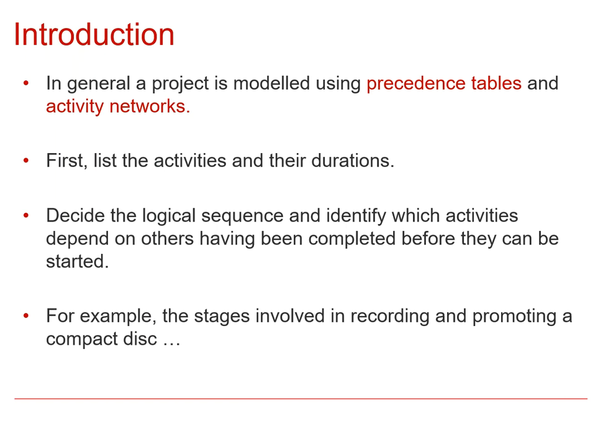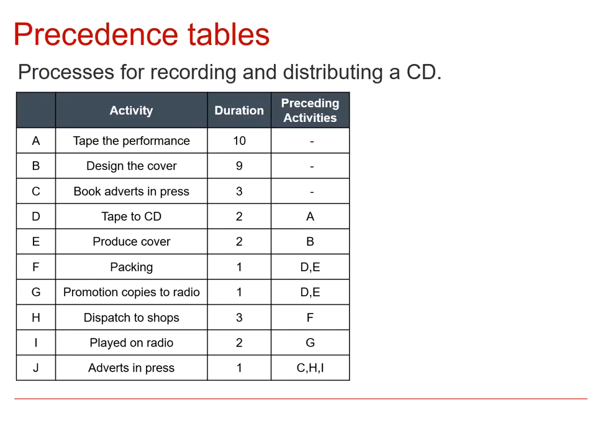Alright, and the main example we're going to be considering in this video is the stages involved in recording and promoting a CD. And so here you can see the precedence table for this process. Each activity is given a label, A, B, C, D, and so on. And each activity has a duration, a time that it will take from starting to ending. And the thing which is really important then is the preceding activities. These are activities which must be completed before this activity can take place.